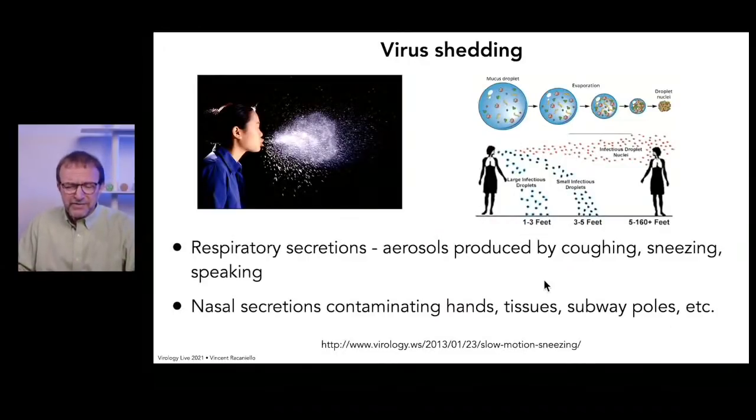So here's a picture of virus shedding from the respiratory tract. This young lady is sneezing, and they put a light behind so you can see the droplets, and you can see they're really big ones that fall to the ground, and then there are different size droplets. In fact, people study these extensively, and they are categorized into droplet sizes: large infectious droplets, which fall to the ground quickly, smaller infectious droplets, and then the smallest, the infectious droplet nuclei, which can go up to 160 feet and more.